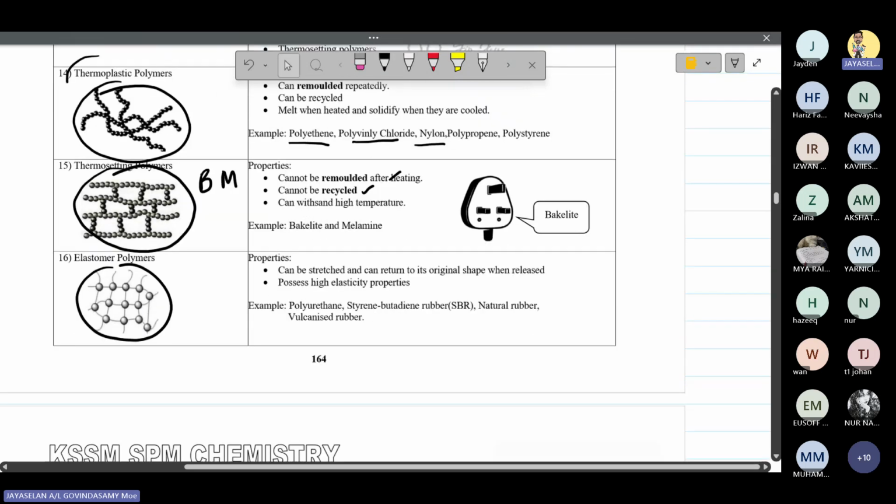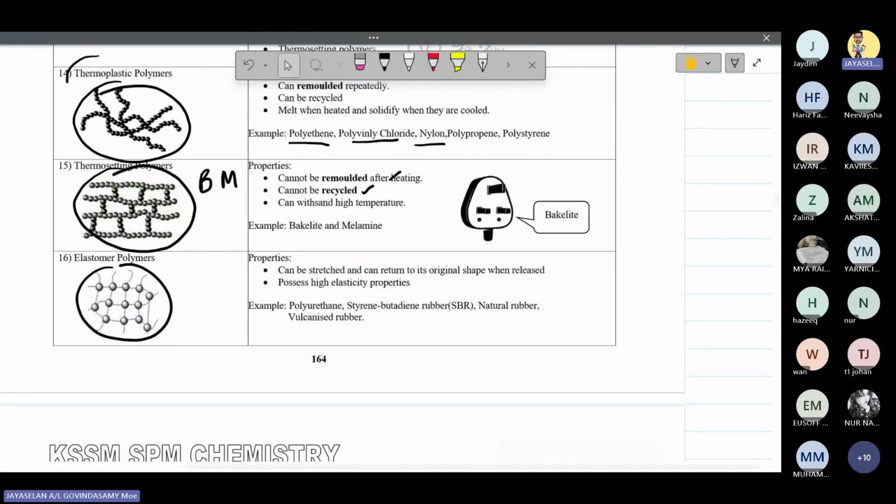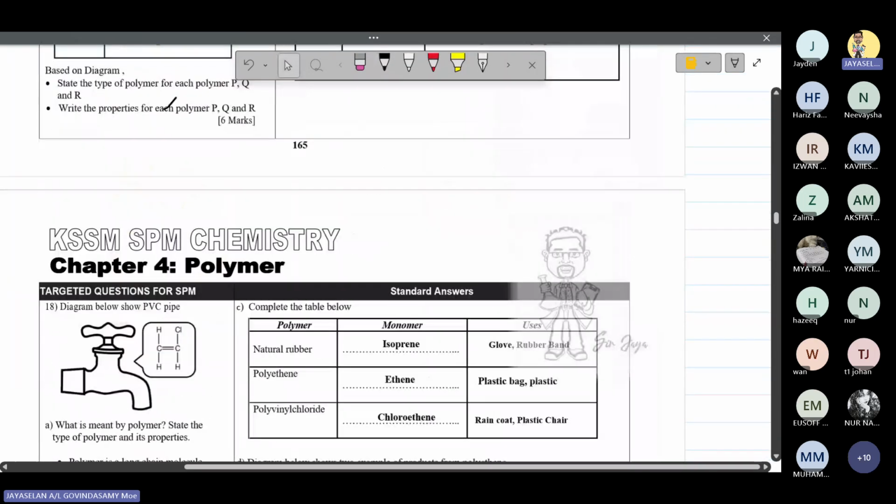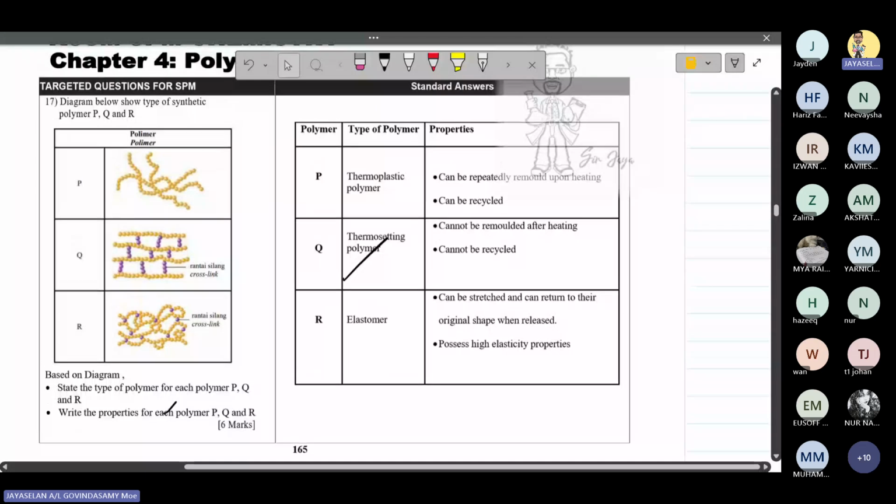Ini dia bagi elastomer. Elastomer, all kind of rubber, SBR rubber, vulcanized rubber, natural rubber, can be stretched and return to its original length, possess high elasticity. Baca. Lepas baca, tengok satu soalan saya buat. Ini pun boleh keluar. Ini essay question no. 6 markah. Kena ingat juga.